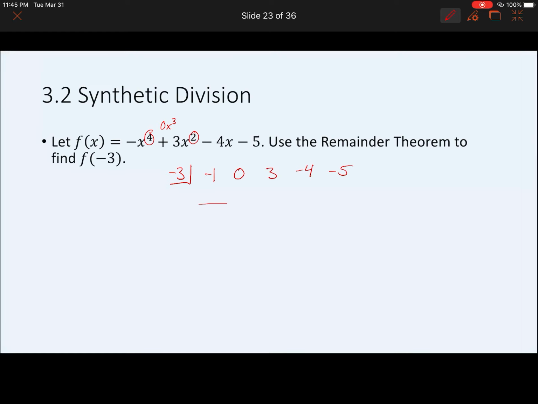And so notice here again, we do have a missing term. So we've got x to the 4th, don't have x cubed. So we're going to put 0x cubed. And then we have x squared, our x, and then constant. And so as we put in our coefficients, we have -1, 0, 3, -4, and -5.